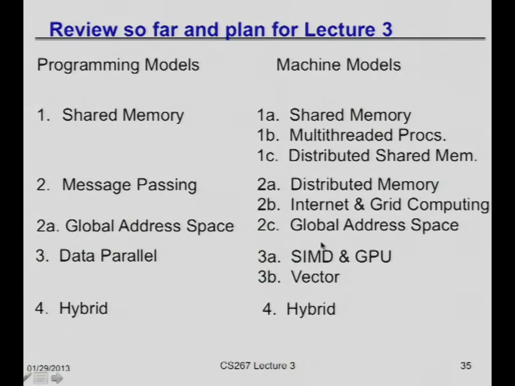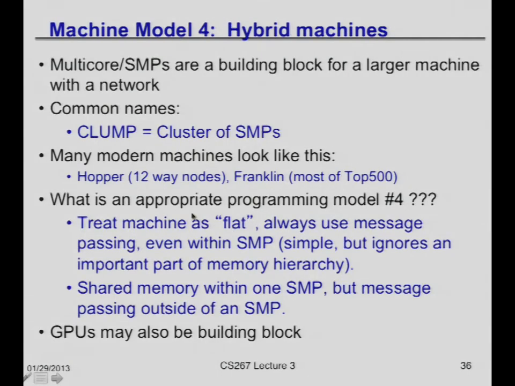OK, so we have now finished all of these basic vanilla architectural types. And I want now to go on to the last one, which is saying that the biggest machines today are mixtures of all of these. They're hybrids. And that's just the reality we have to deal with.